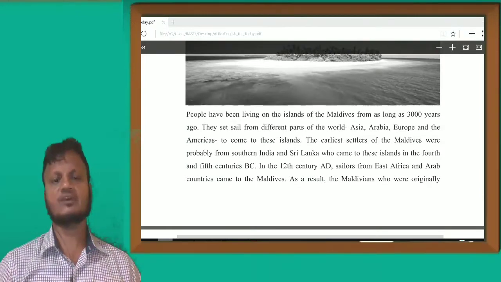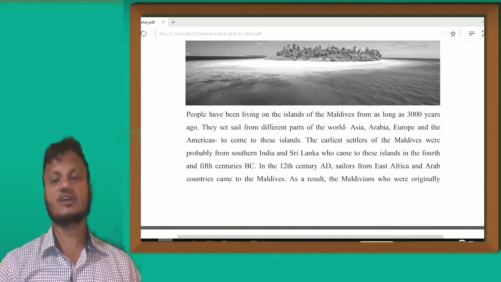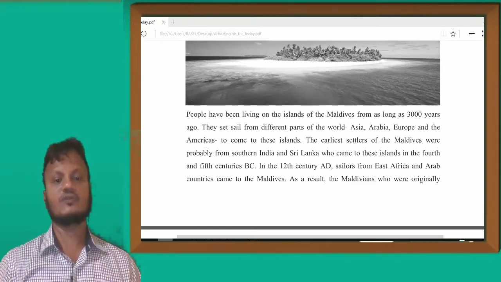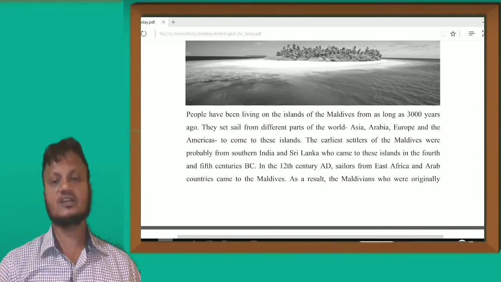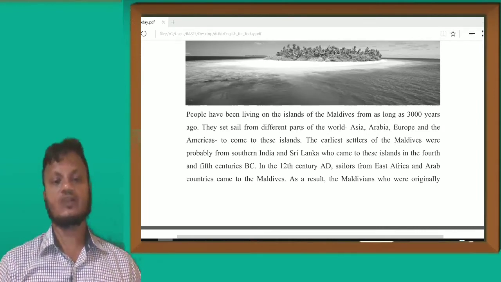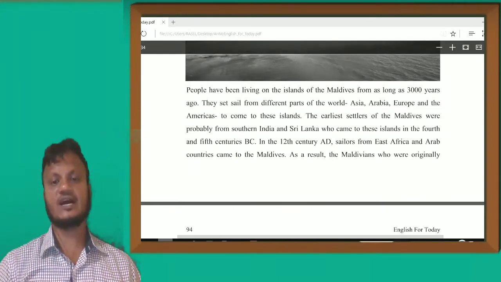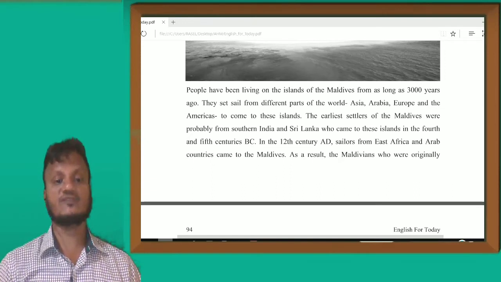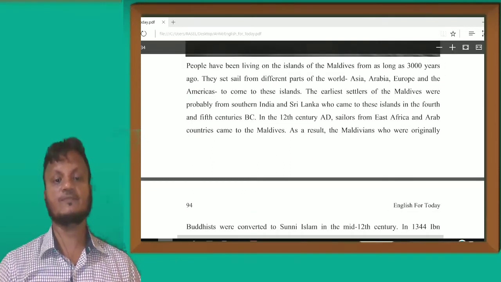People have been living on islands of the Maldives from as long as 3,000 years ago. They set sail from different parts of the world, Asia, Arabia, Europe, and Americas, to come to these islands. The earliest settlers of the Maldives were probably from southern India and Sri Lanka, who came to these islands in the 4th and 5th centuries BC.